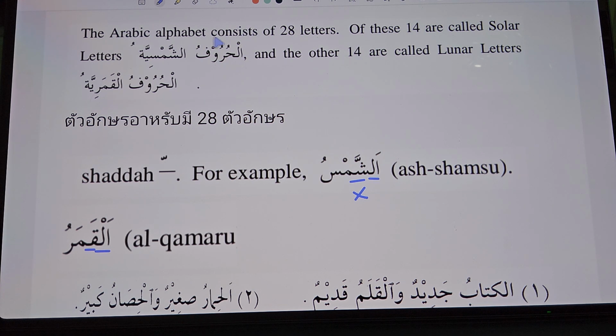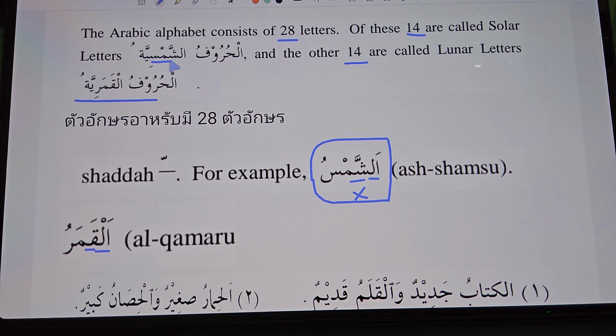The Arabic alphabet consists of 28 letters in total, and 14 of them are called solar letters, huruf shamsiyah. Why is it called shamsiyah? For example, when you read, you don't read al-shamsu, that is wrong. We read ash-shamsu. And the other 14 letters are huruf qamariyah.